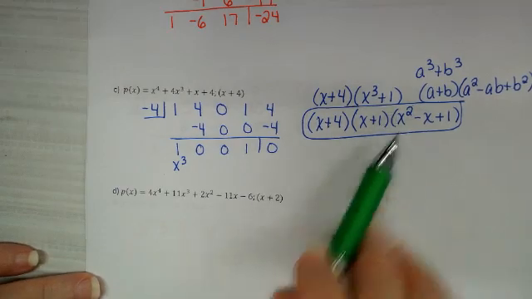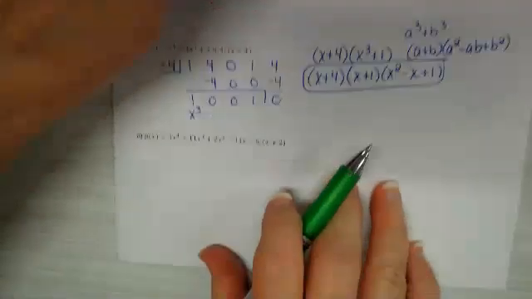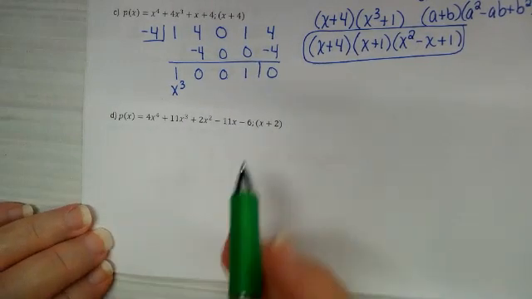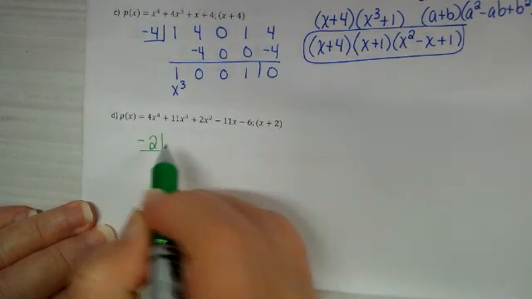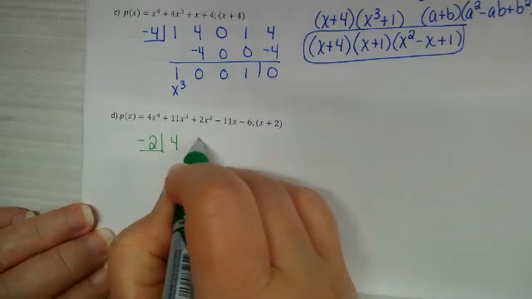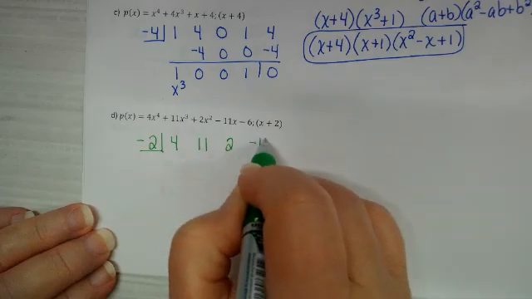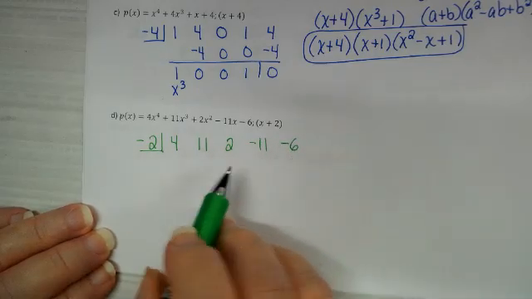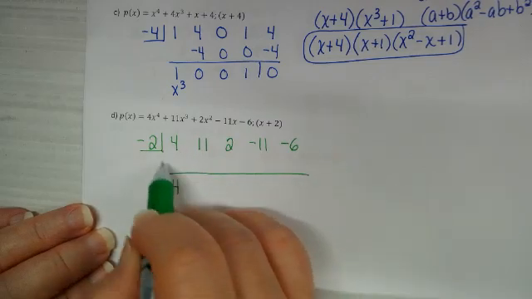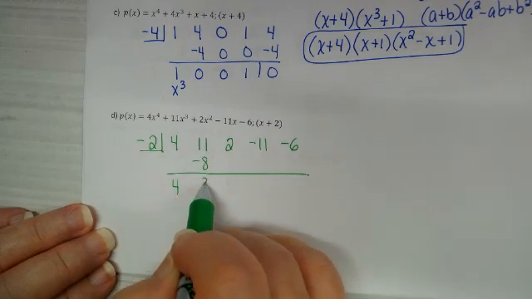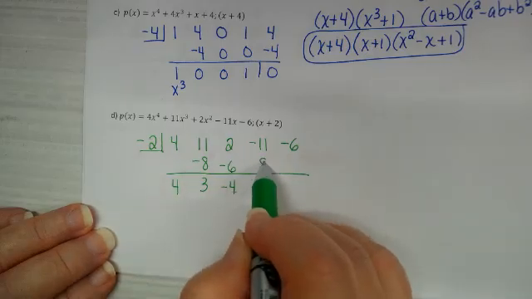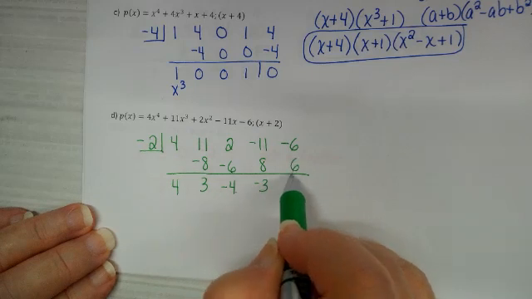Okay, we should be able to do that. Let's do letter D. I think we've got a challenge on our hands here. Take the 0 of the factor, which is negative 2, and it looks like we have every power of x, so we'll put our coefficients. 4, 11, 2, negative 11, negative 6. Okay. Bring it down and multiply. Add them together and multiply. Add them together and multiply. Add them together and multiply.